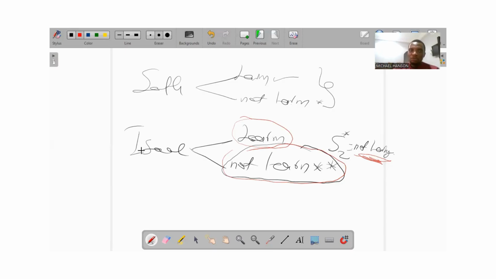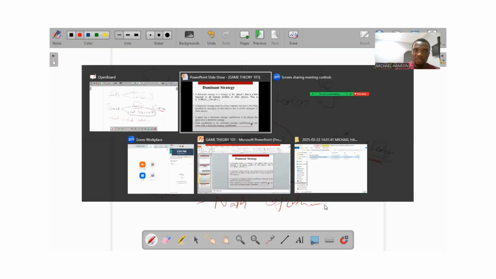Now, if both the dominant strategy sets of Seth and Isaac intersect, that leads us to what you call the Nash equilibrium. And so you see that a Nash equilibrium would always be the intersection of the dominant strategies for both players. That means the strategy played by both players gives them the best response, irrespective of whatever the other player does. Great. So let's go back to our studies and see.